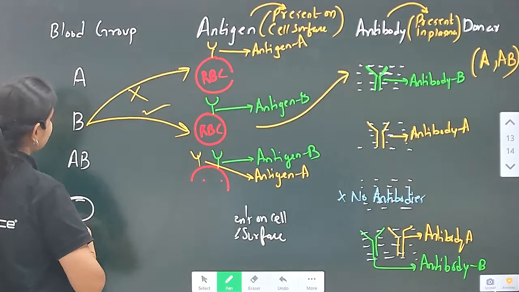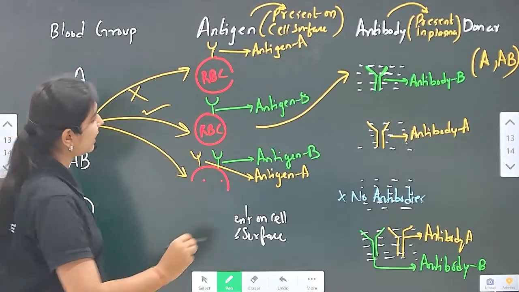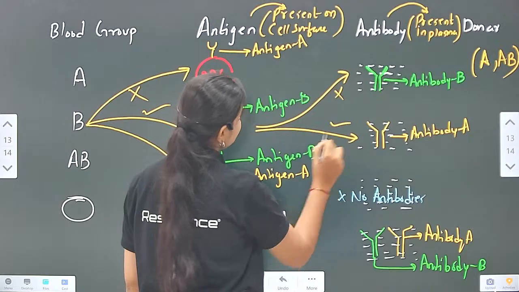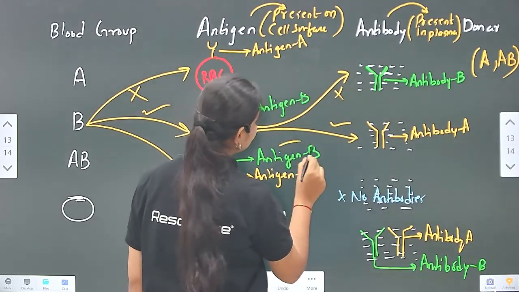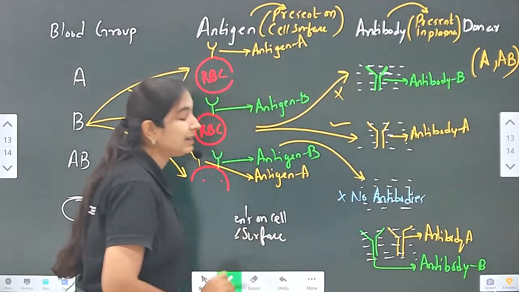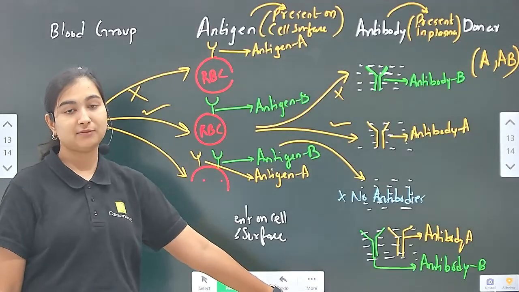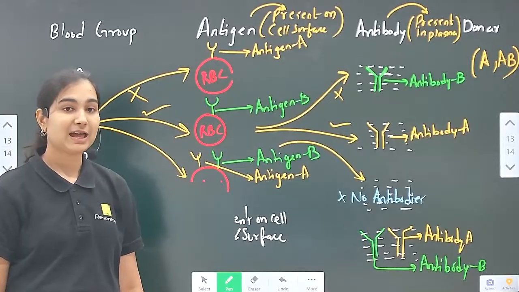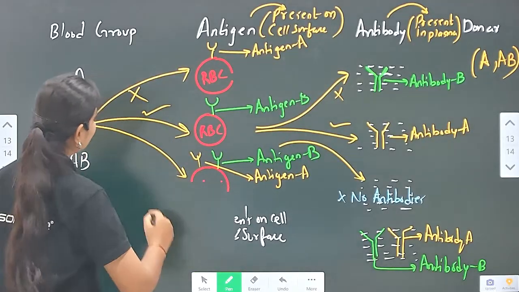Yes, it is possible. Can B donate to AB? Yeah, AB, what happens if it goes there? So in AB, what is the thing? In AB, they don't have any antibodies. So even if they donate, what would happen? As there are no antibodies, there would be no clumping. So even in the case of AB, they can go.